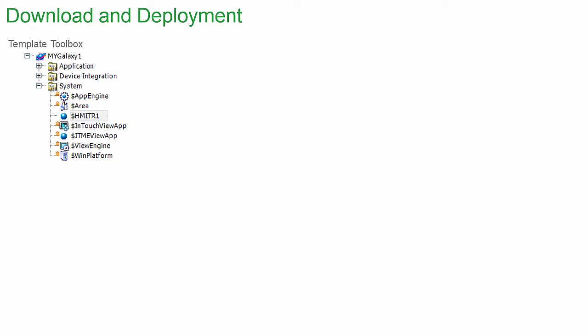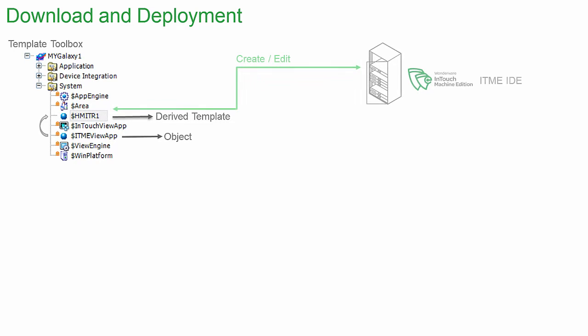This is a diagram that shows the main steps on how to use the InTouch Machine Edition. So you'll see a snapshot from the template toolbox here, and we already have the object ITMEViewApp imported to the template toolbox. Then the first step is to create a derived template for this object. In this case, I renamed it to HMI TR1. And then you can use the interface on this object.